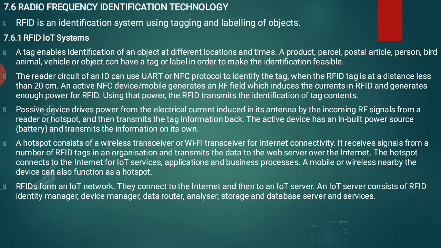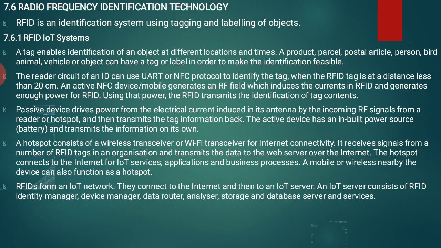A mobile or wireless device nearby can also function as a hotspot. RFIDs form an IoT network. By using these RFIDs, it forms an IoT network. They connect to the internet and then to the IoT server. So this IoT network connects to the internet and then to an IoT server.